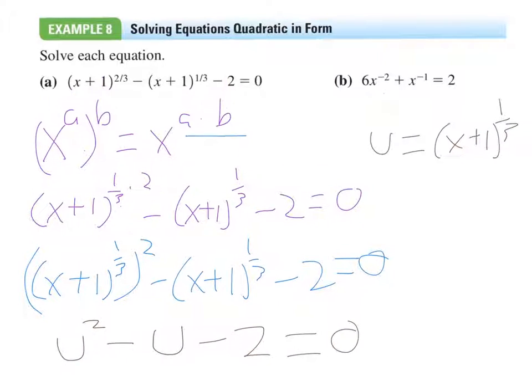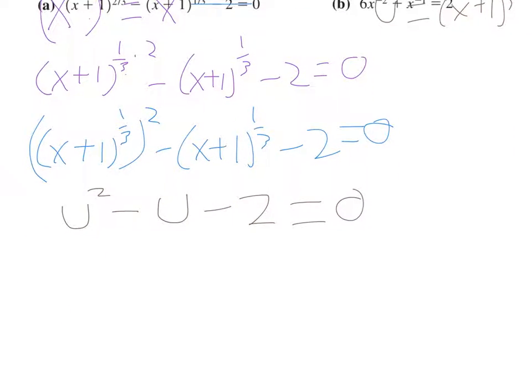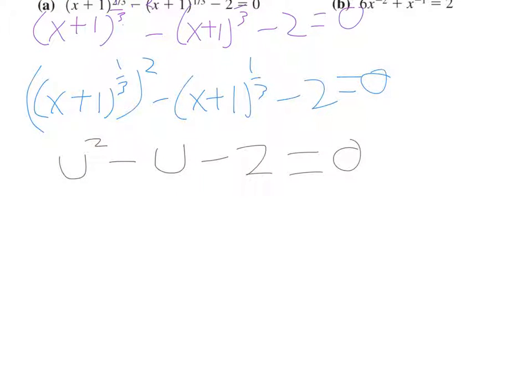So let's go ahead and factor this down. Since the second sign is minus, we need factors of 2 that subtract to give us 1. The only factors of 2 are 2 and 1, and those subtract to give us 1, which is our coefficient in front of u. So it'd be (u 2)(u 1) equals 0.